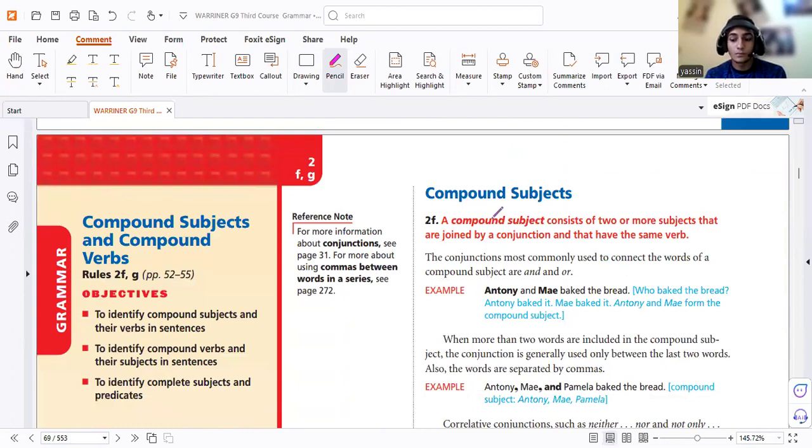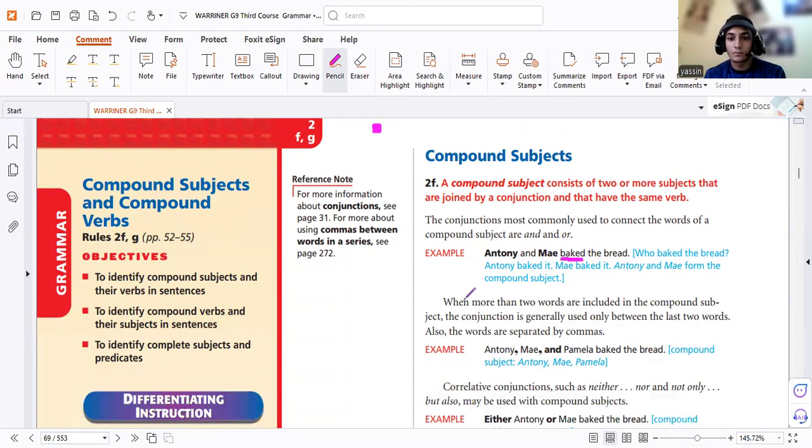The subject can be compound. Yes, it can be. And what does that mean? It means we can have a lot of subjects, like Anthony and May. Both of them baked, so both of them together. So I can use and or or.